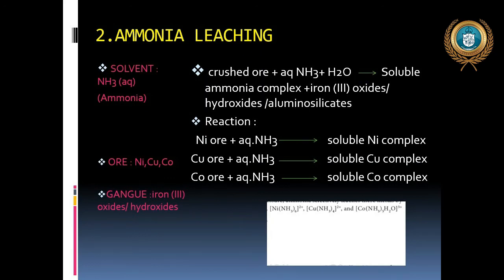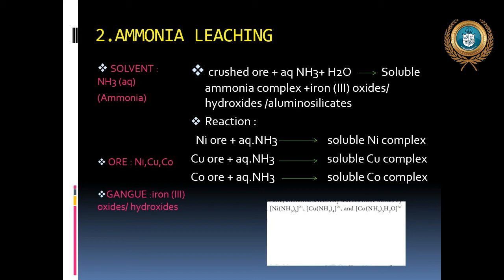Then next, ammonia leaching. Here the solvent is ammonia, and the ore we have taken is nickel, copper and cobalt ore. The gangue particles are iron 3 oxides and hydroxides. Here we have taken the crushed ore, like a nickel ore or copper ore or cobalt ore, along with that we are adding aqueous ammonia and water. So what we are getting from this is a soluble ammonia complex, along with iron 3 oxide and hydroxide or aluminosilicate as gangue particles.